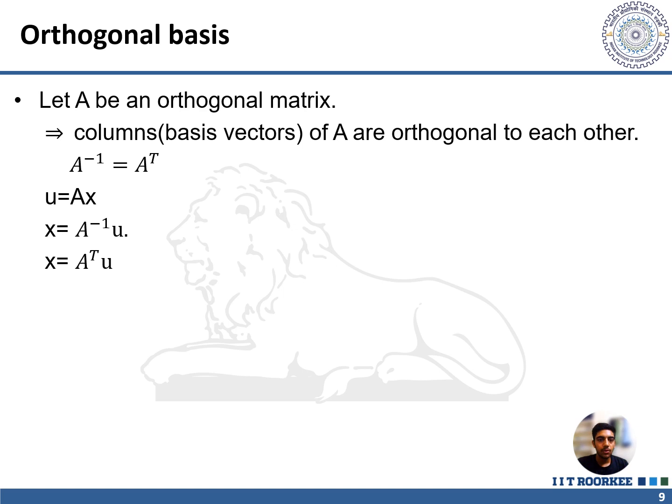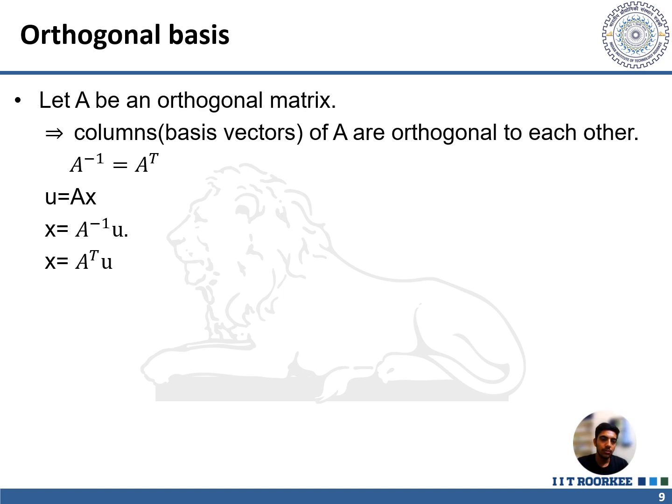So let's discuss orthogonal bases. What are orthogonal bases? They are bases which are orthogonal to each other. That means if we take the dot product of any two basis vectors and it becomes 0, then the bases are called orthogonal bases. And the basis matrix corresponding to an orthogonal basis is called an orthogonal matrix or orthogonal basis matrix.